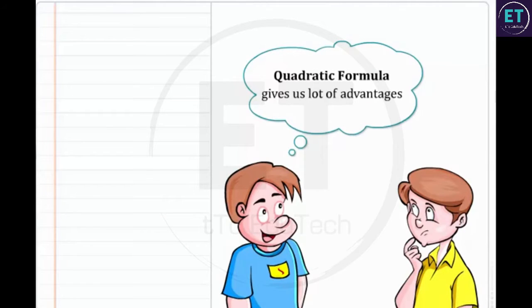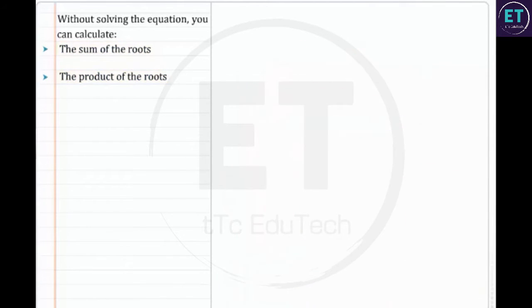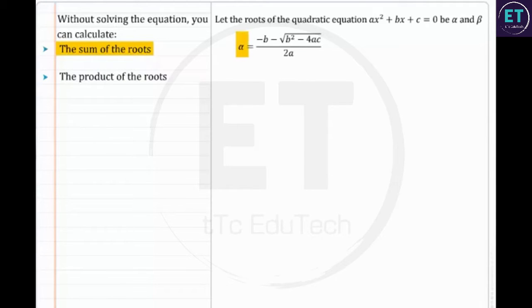Using the quadratic formula gives you certain advantages over other methods. Without actually solving the equation, the formula enables you to calculate the sum of the roots and the product of the roots. Now let's look at the sum of the roots. Let us consider the roots as alpha and beta respectively. Alpha equals minus b minus square root of b squared minus 4ac divided by 2a, and beta equals minus b plus square root of b squared minus 4ac divided by 2a.